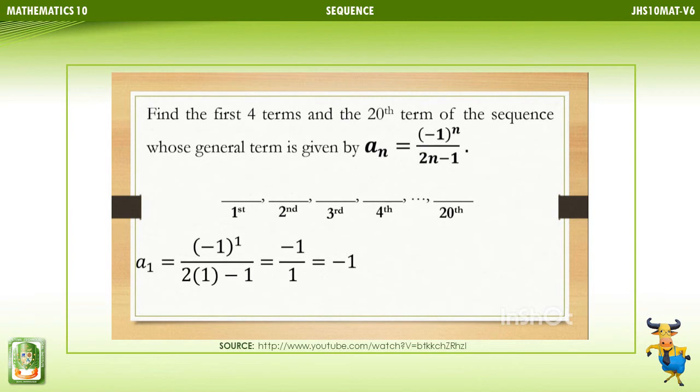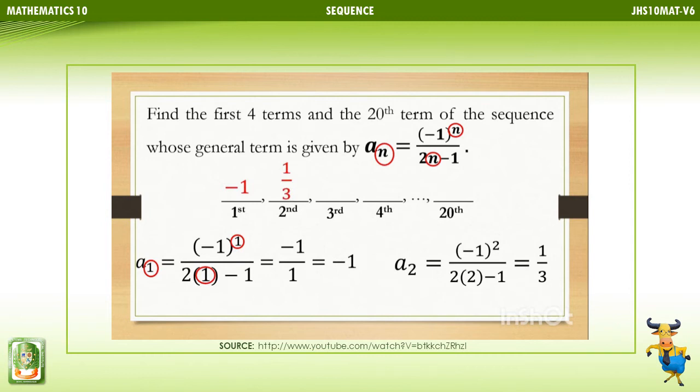So, for the first term, ang una natin gagawin, substitute natin yung 1 sa lahat ng n. Ayun siya. So, we now have negative 1 raised to 1, that is still negative 1. And then, substitute 1 to 2n. So, we have 2 times 1, that is 2, minus 1, that is 1. So, negative 1 over 1, that is negative 1. For our second term, substitute 2 to all of our n. So, we now have 1/3.